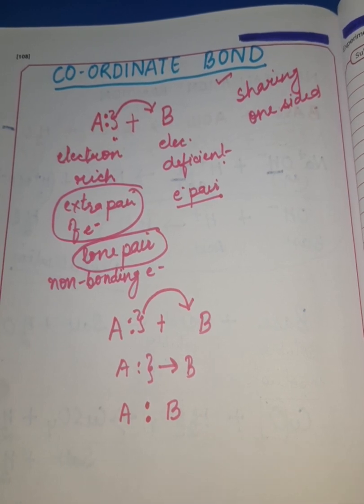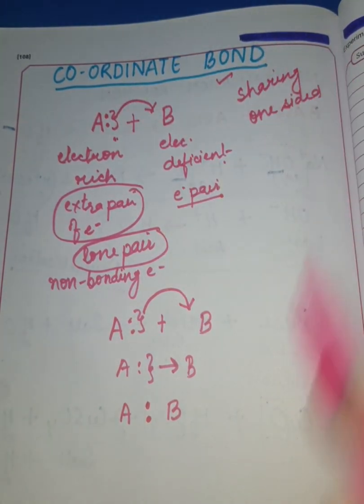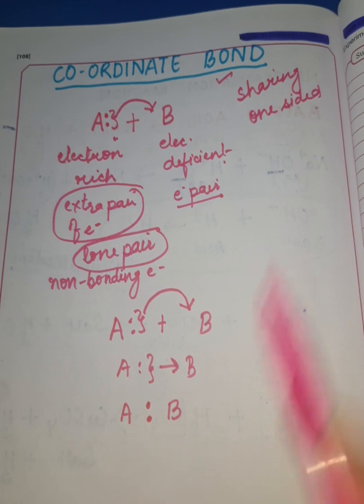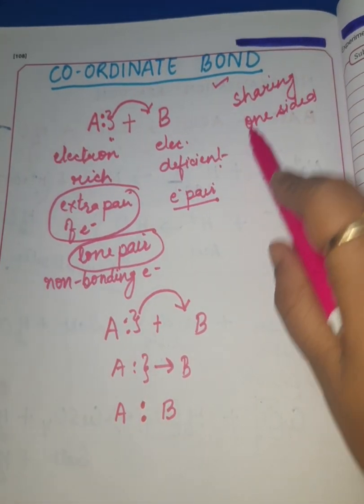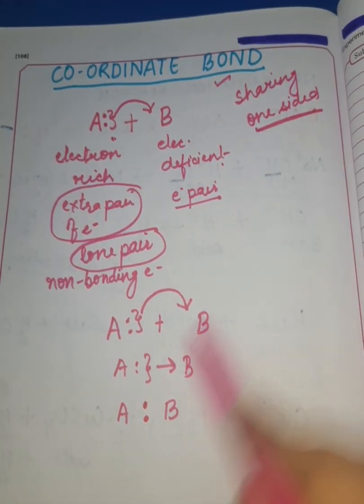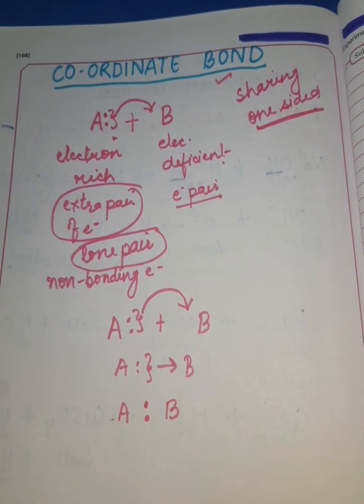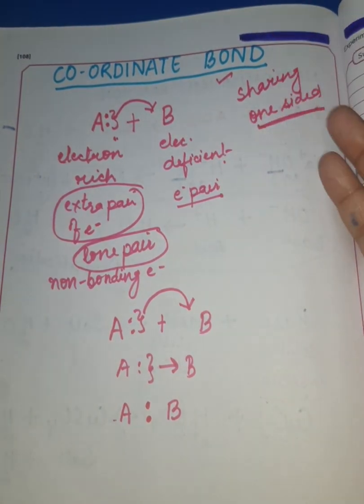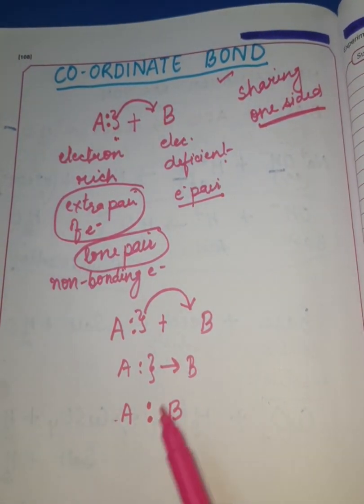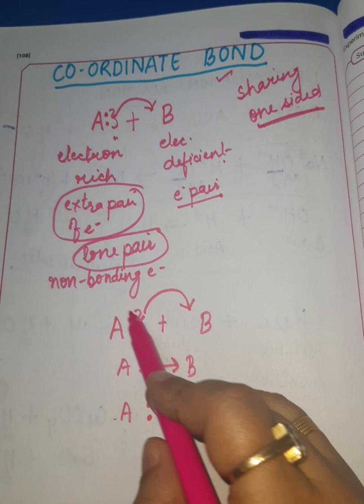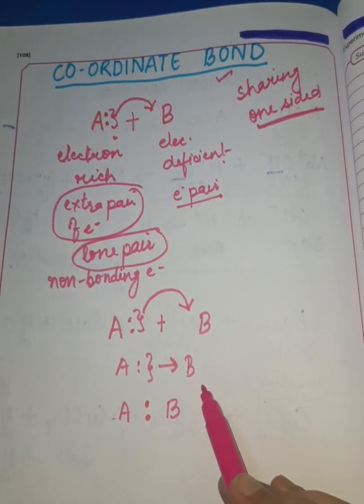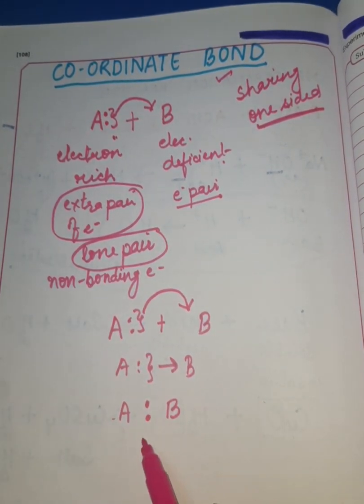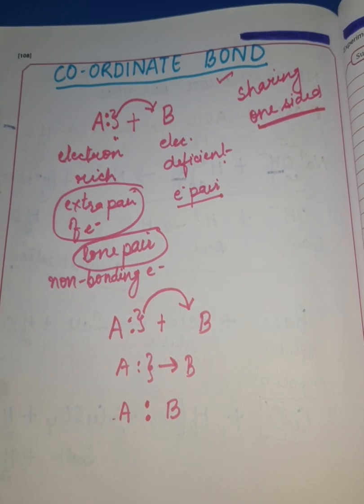The only difference between coordinate and covalent bond is that covalent bond is formed by the mutual sharing of electrons, but coordinate bond is formed by the sharing of electrons, and the sharing is one-sided. Only one atom shares. But once the sharing is complete, there is no difference between coordinate and covalent bond. Why? Because just like covalent bond, this lone pair after the sharing is completed comes at the center. I hope this introduction is clear to you.